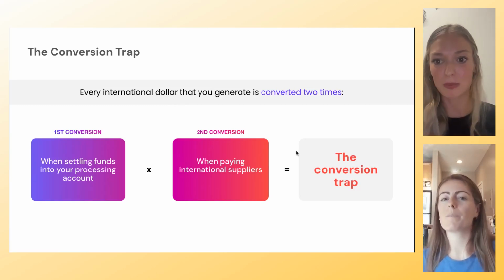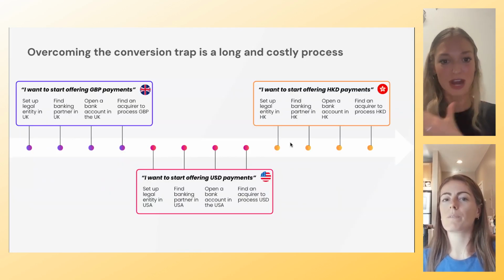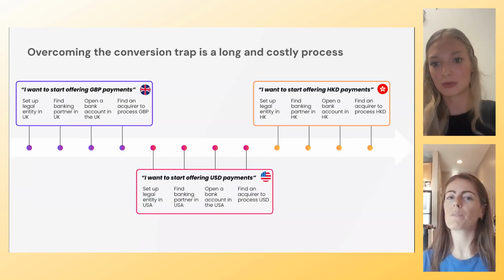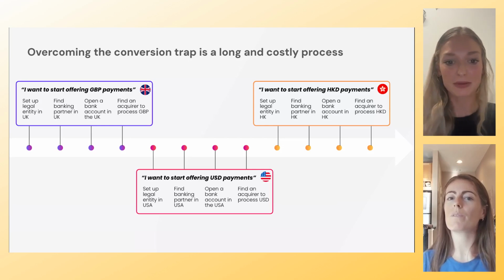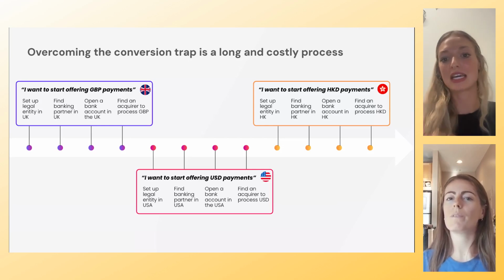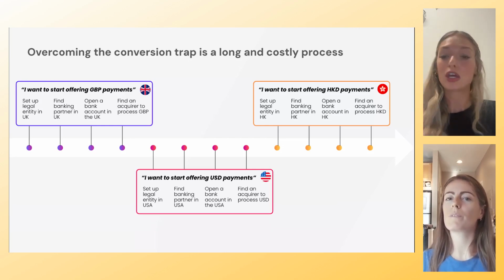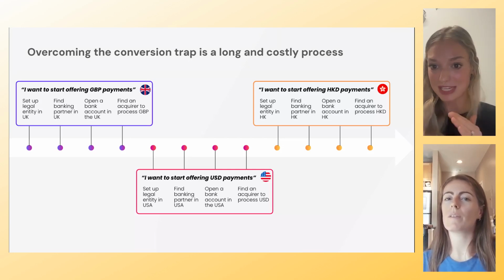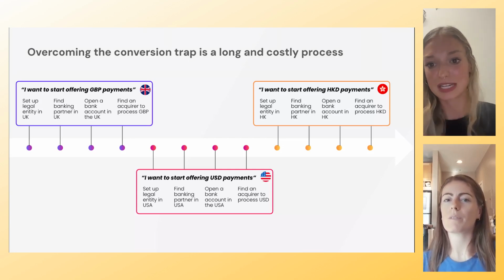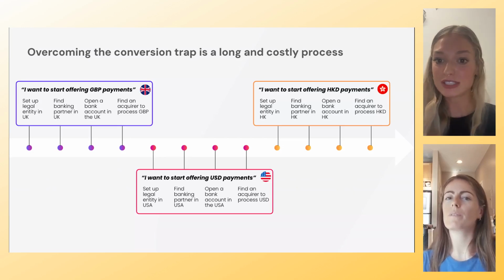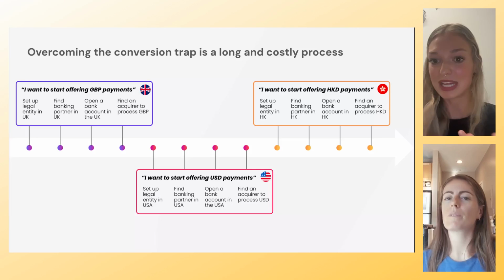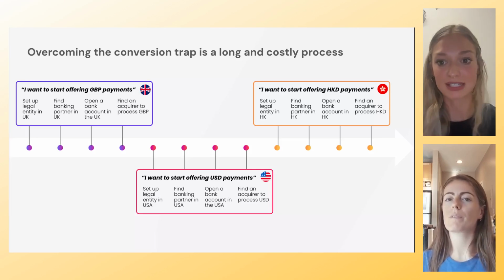So how can you help prevent those conversion traps? As you start to think about moving into the UK, Great British pounds, and then you want to operate USD and Hong Kong dollars, sure, you can start paying those fees. If you want to start minimizing those fees and you want to start operating in that market, you can start setting up that legal entity, right? You can get the legal entity set up, find a banking partner, open a bank account, and then get an acquirer to process that payment.